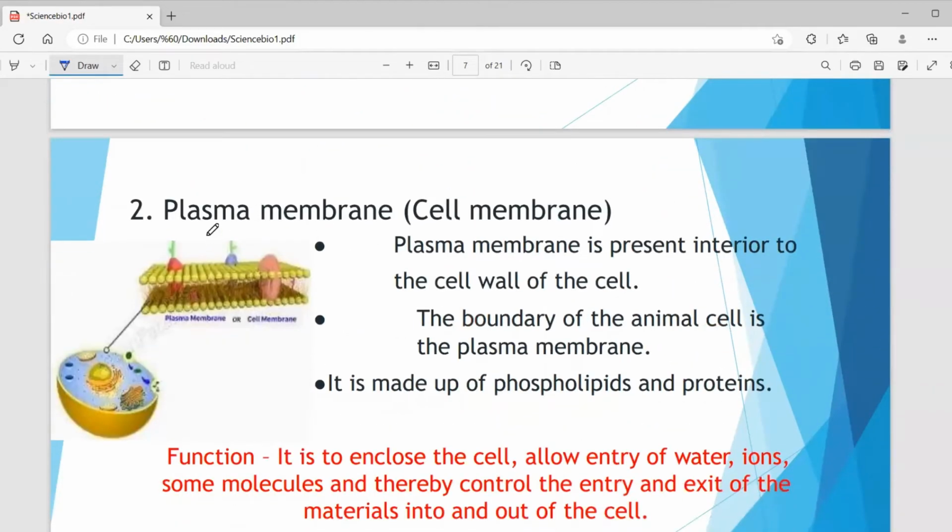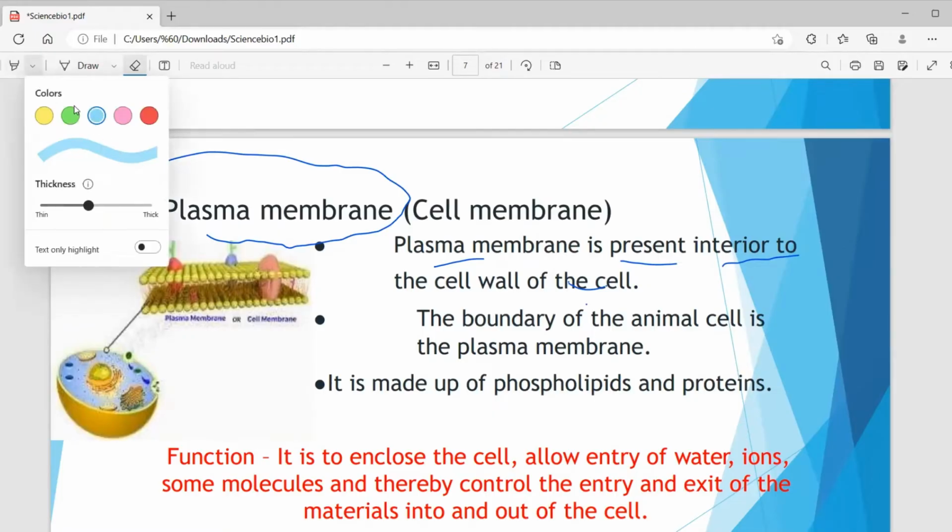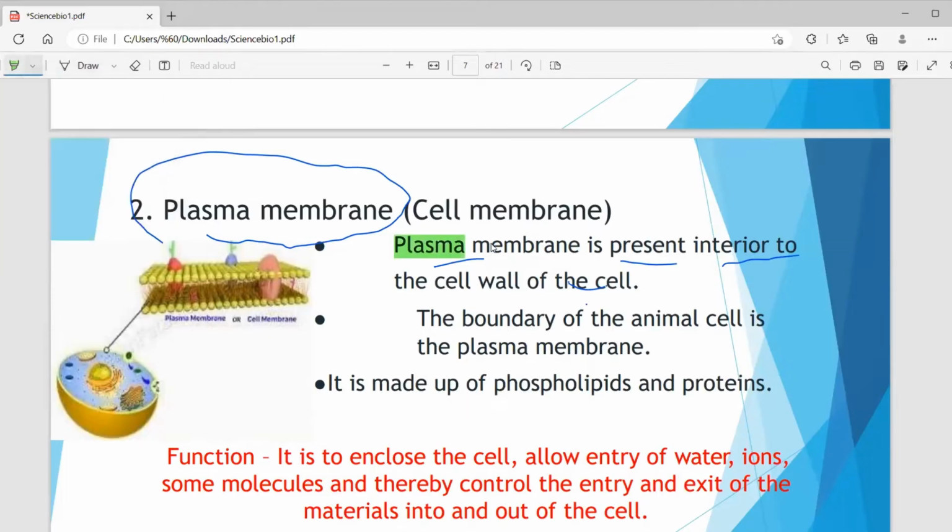So next one is plasma membrane. What is the plasma membrane? The plasma membrane is present interior to the cell wall. These are very important key terms. Mostly it can be found in the animal cells, and it is present in the plant cell as well. So the plasma membrane is present interior to the cell wall of a plant.